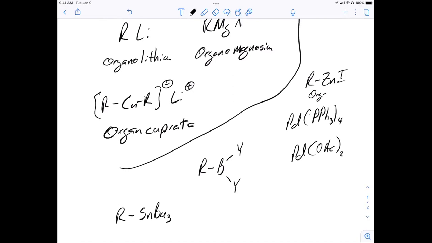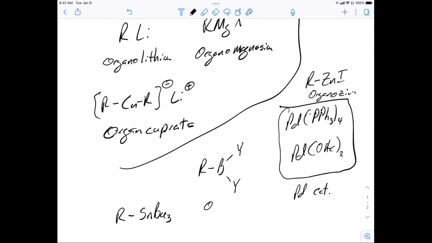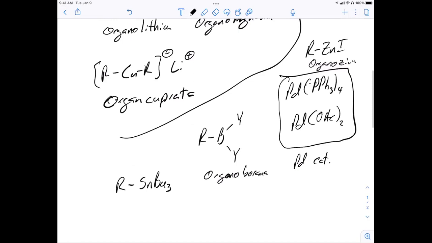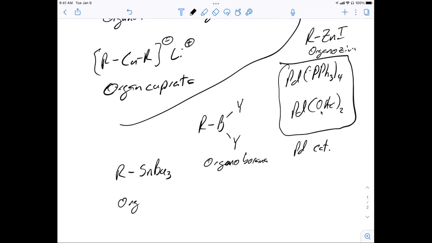So these are pretty easy. This is known as organozinc. These 2 are just palladium catalyst. Right here we have organoborane. And we have an organotin.